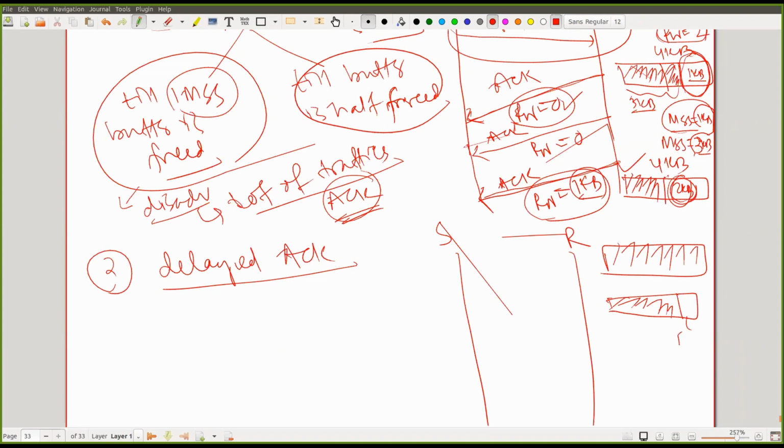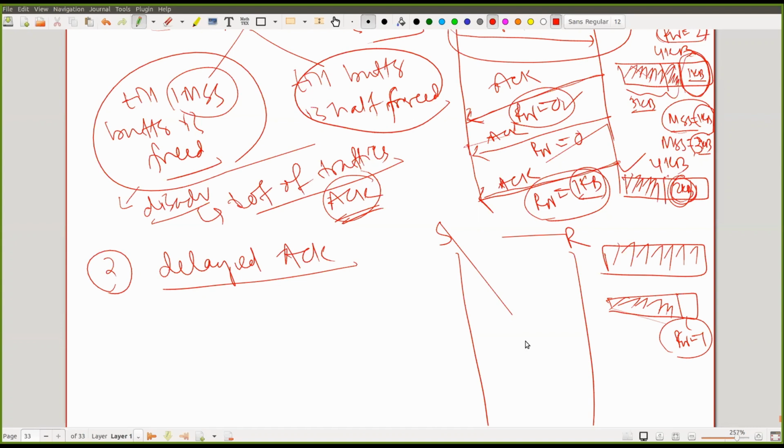But in this case, even if the receive window size is 1, I will not send an ACK. Rather, I will wait for some time. Delayed ACK means I will delay the sending of an ACK. That is why it is called a delayed ACK. So I will not go and send an ACK; rather, I will wait for some time. Now the question is, whenever I delay it for a certain time and do not send this ACK, then what is the advantage?